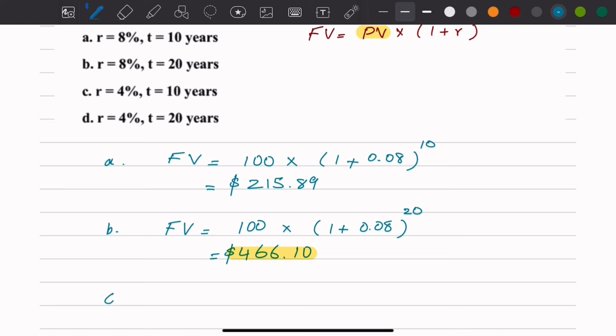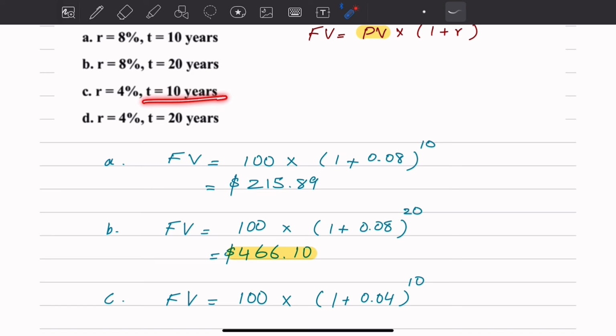Part C, future value, same present value amount, same principle, which is the $100, multiplied by 1 plus 0.04 this time, because the rate of return had been adjusted in this scenario to 4%, to the power of 10, because we have 10 years again.